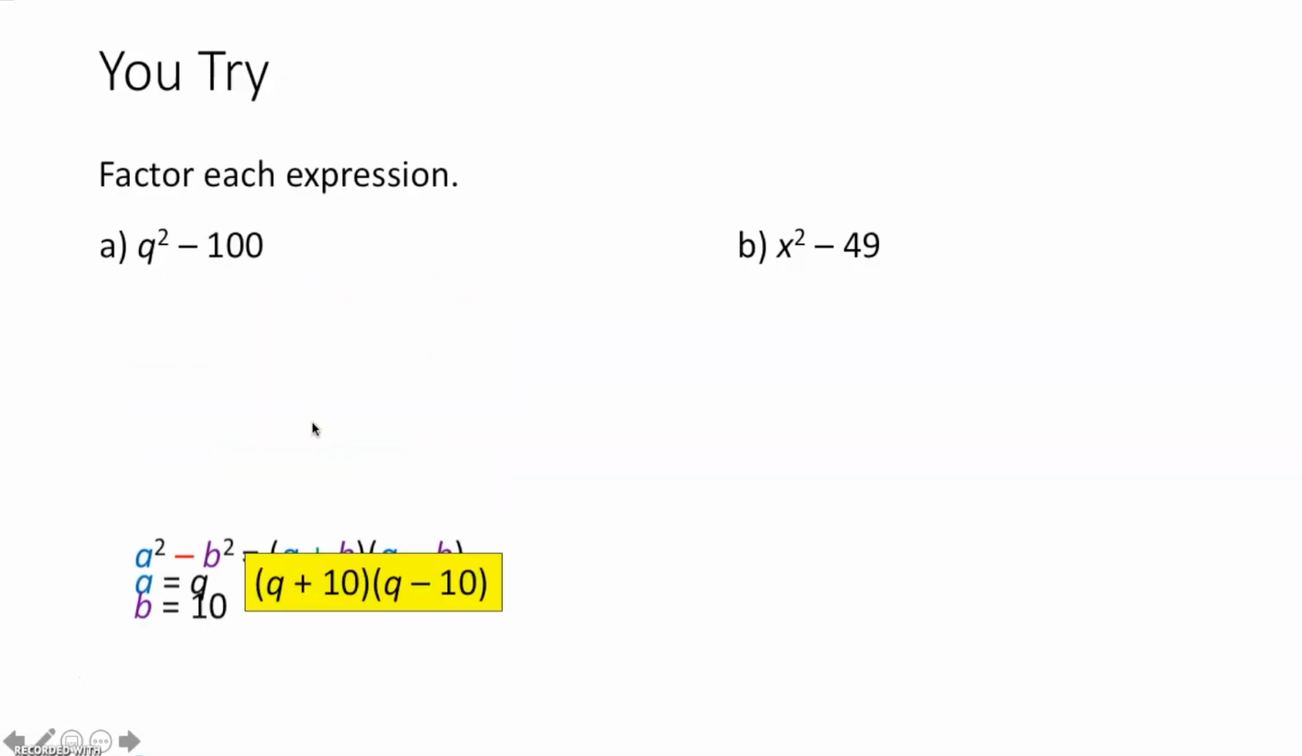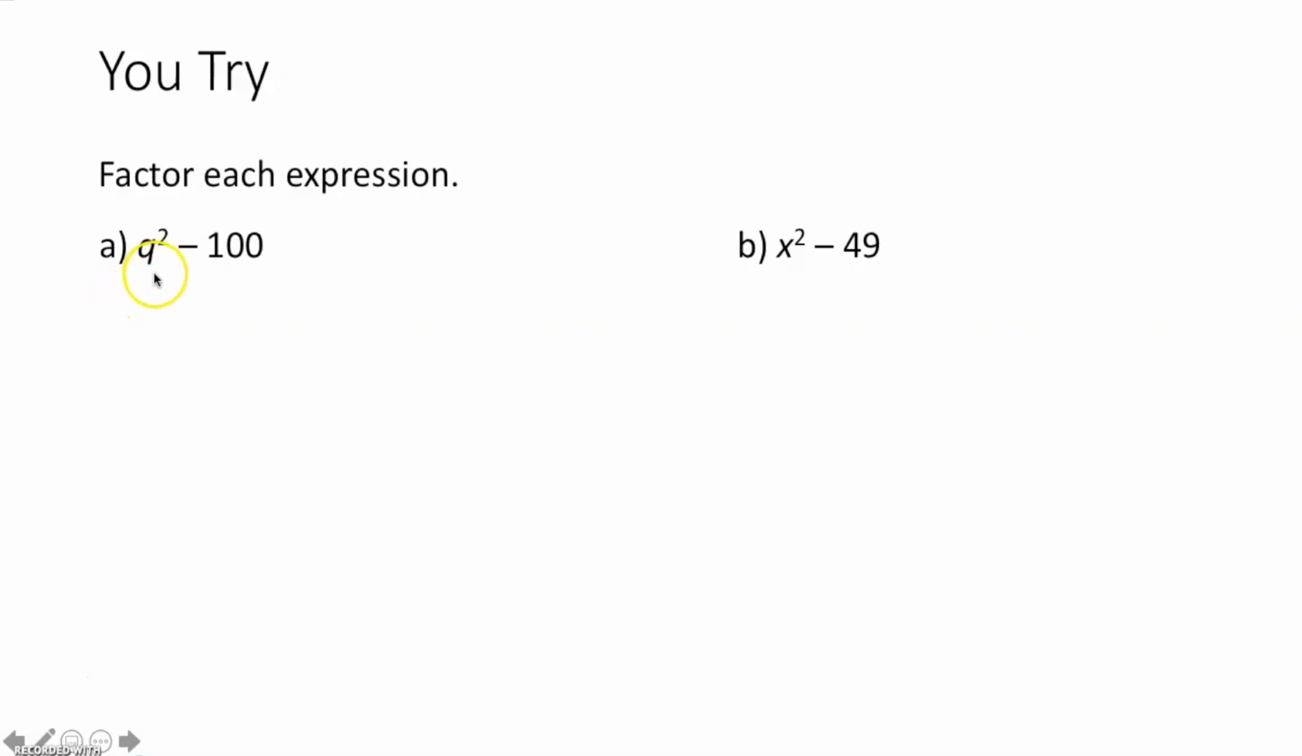Let's say you forgot the shortcut though. Well, technically this is q squared plus 0q minus 100. So all we have to do now is make our magic x with our a value being 1, our b value being 0, and our c value being negative 100.